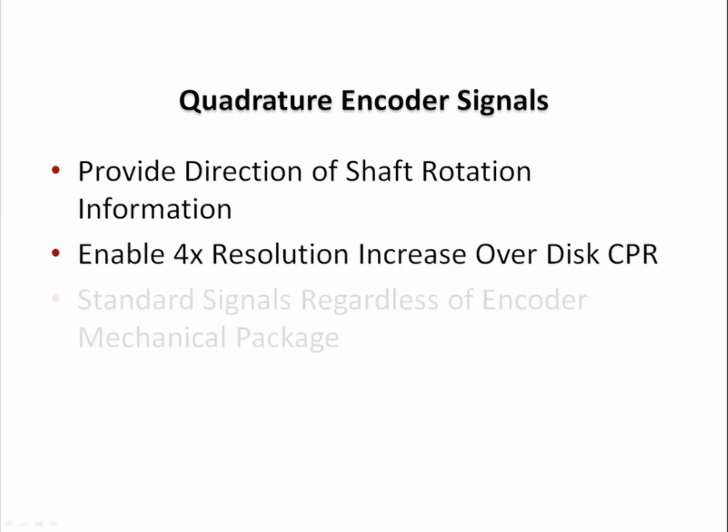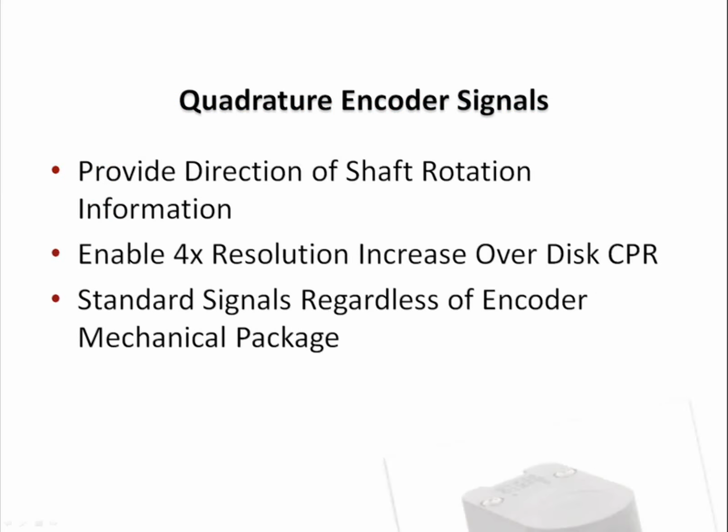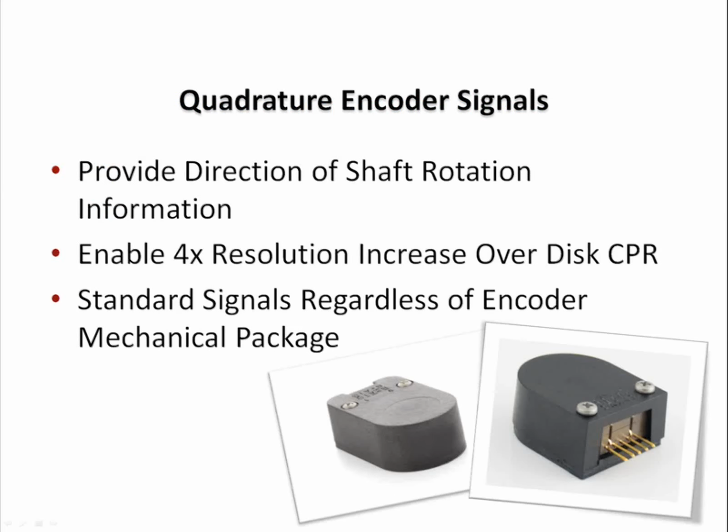So the takeaways, things to remember about quadrature encoder signals: indeed, just like we said, it provides direction of shaft rotation, and you can also enable a 4x resolution increase over your disk CPR. Like Josh is saying, if you have a 100 CPR disk, you can get 400 positions out of your incremental encoder with quadrature signals. And something else to remember is that regardless of your mechanical package, your encoder could be square, round, or rectangular, the incremental signals coming out are, for the most part, very standard.